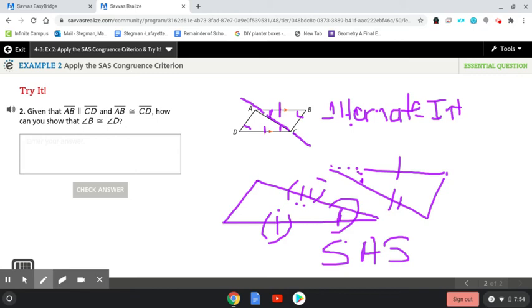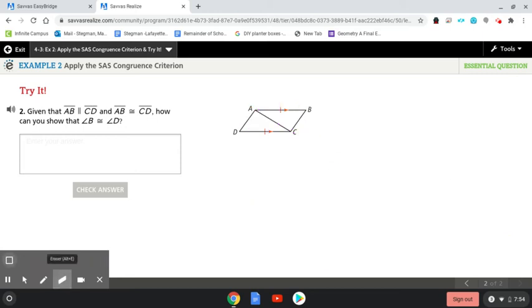Okay, so now because of that, angle B is congruent to angle D. Right, so these angles are congruent by the corresponding parts of congruent triangles are congruent. All right, let's take a look at our next example.